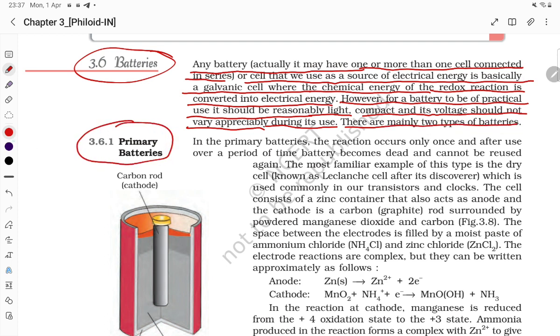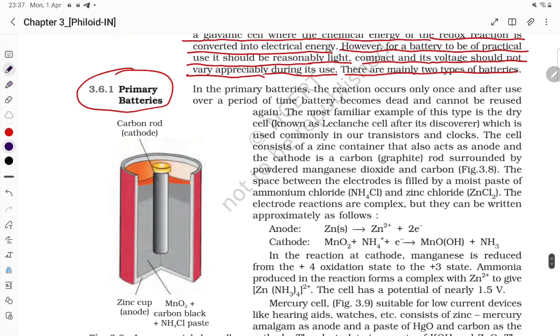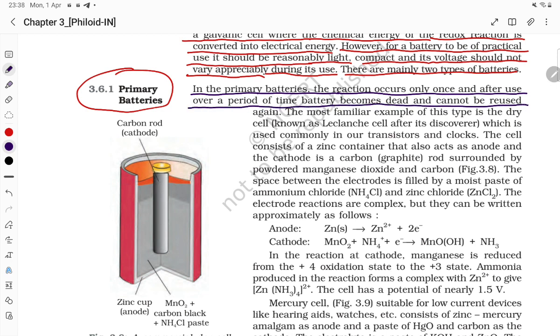The first one is the primary batteries. So, what are primary batteries, students? In primary batteries, the reaction occurs only once, and after a period of time the battery becomes dead and cannot be reused again. The most familiar example of this type is the dry cell, known as the Leclanché cell after its discoverer, which is used commonly in our transistors and clocks.